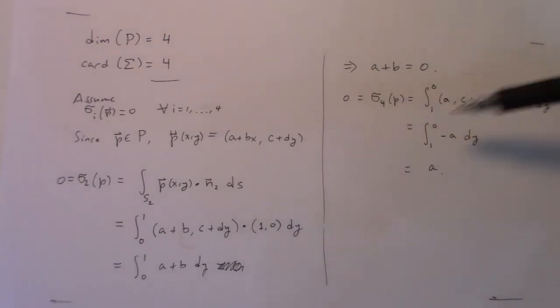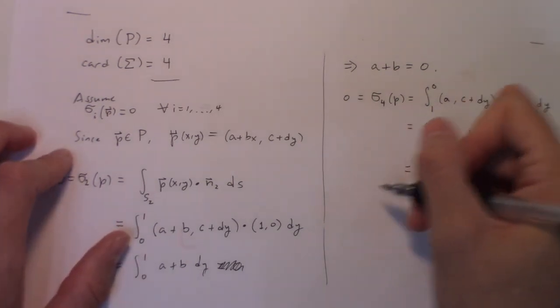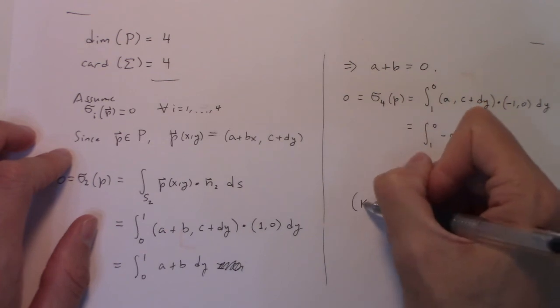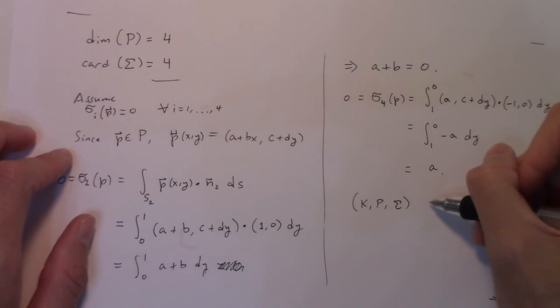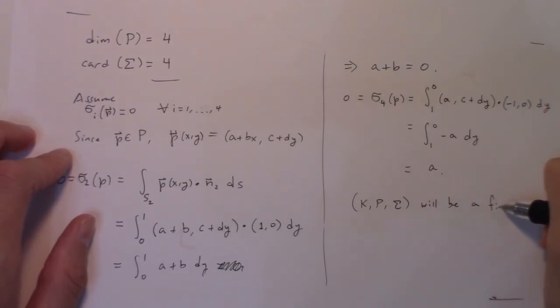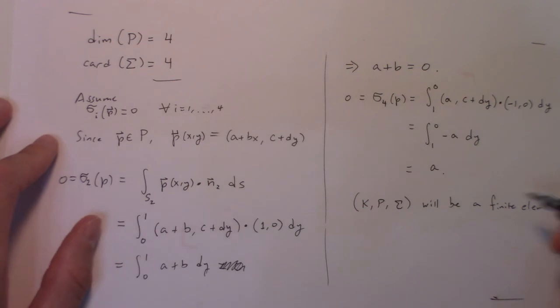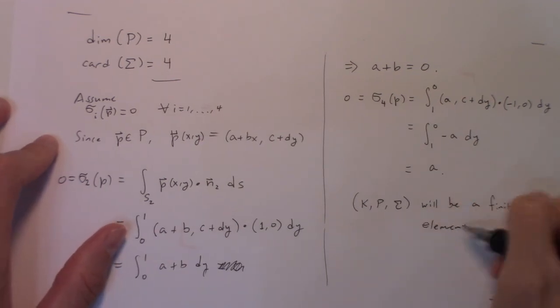You can solve for sigma 1 and sigma 3, and you should be able to show that c and d are both 0. In which case this finite element, this triple, will be a finite element. I may have gone off screen there, but in any case, it's going to be a finite element.